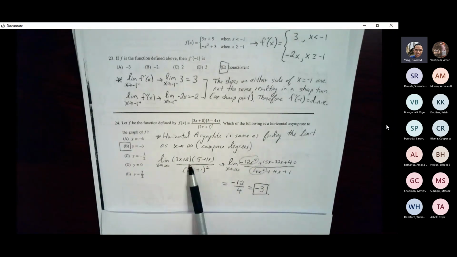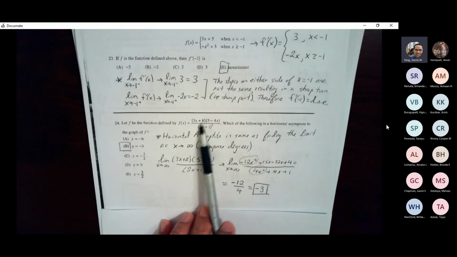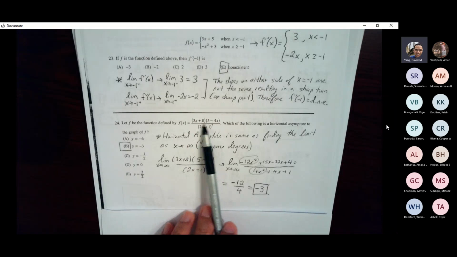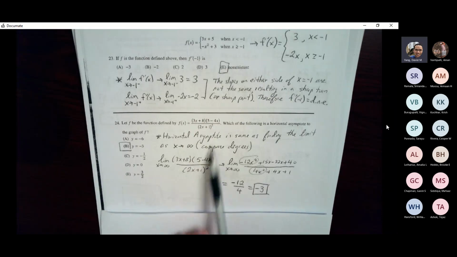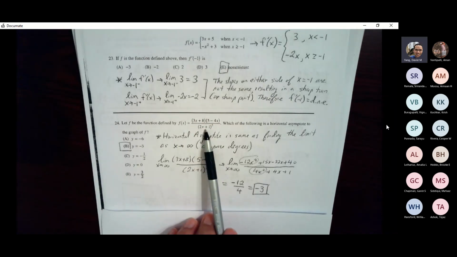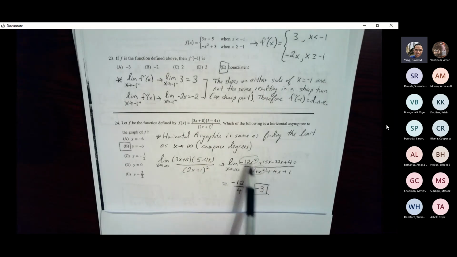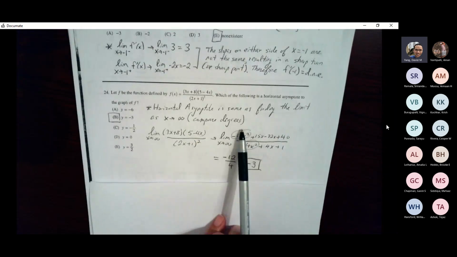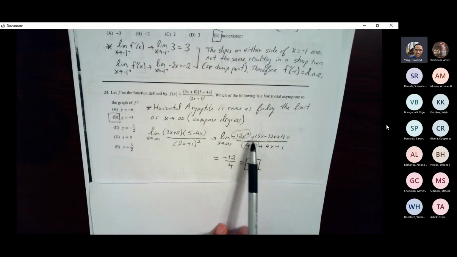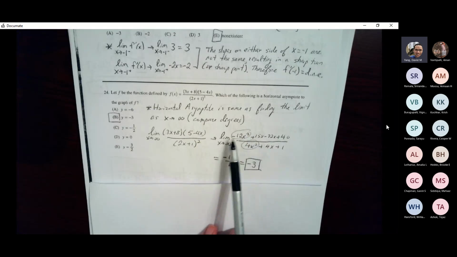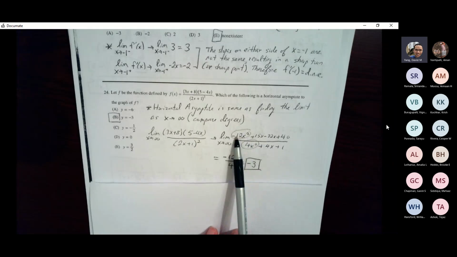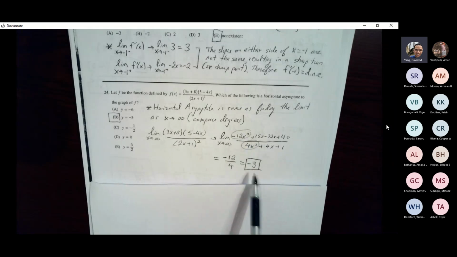So if I FOIL all this out, the numerator, we get negative 12x squared plus 15x minus 32x plus 40. And the denominator, I get 2x plus 1 times 2x plus 1, which is 4x squared plus 4x plus 1. We only care about the leading coefficient for the highest degree. So we target our x squared degree. Degrees are the same. So if the degrees are the same, then we know our horizontal asymptote is just the ratio of the coefficients. So negative 12 over 4, which is negative 3.